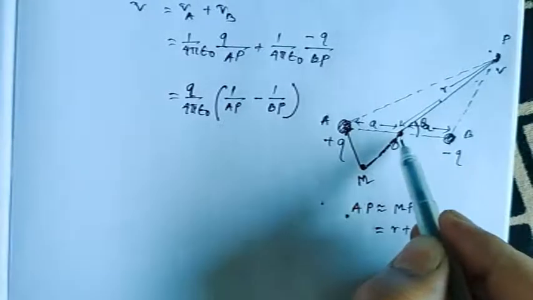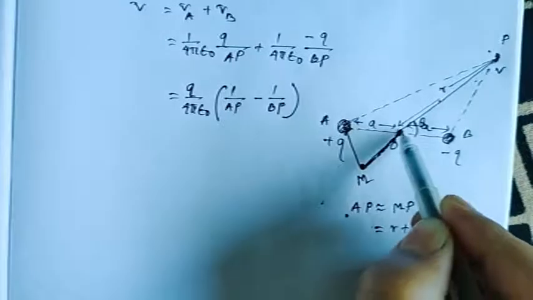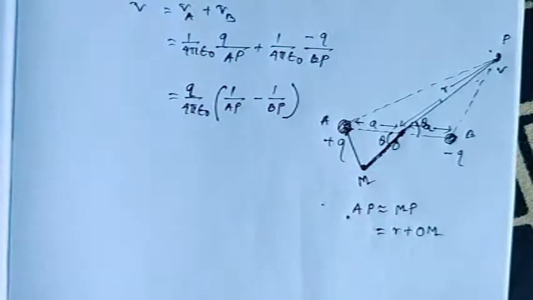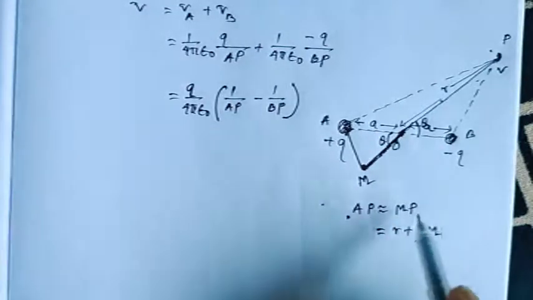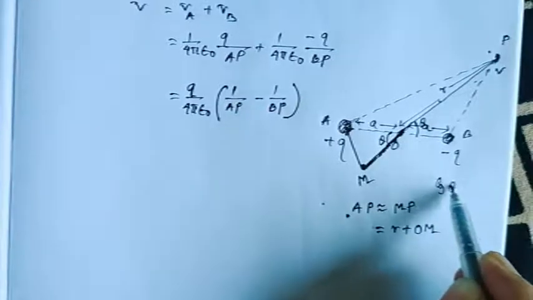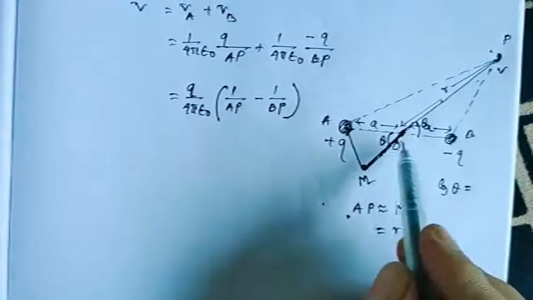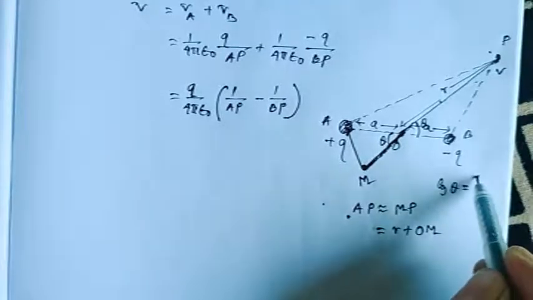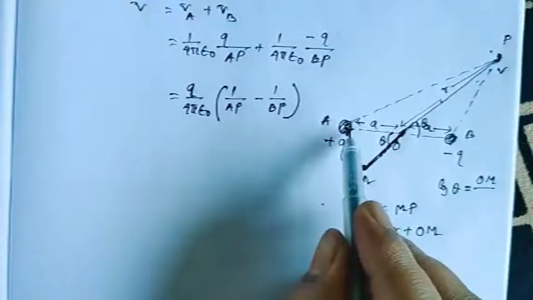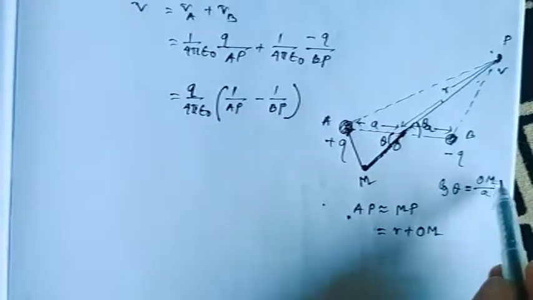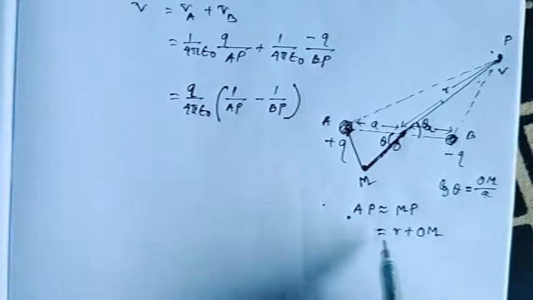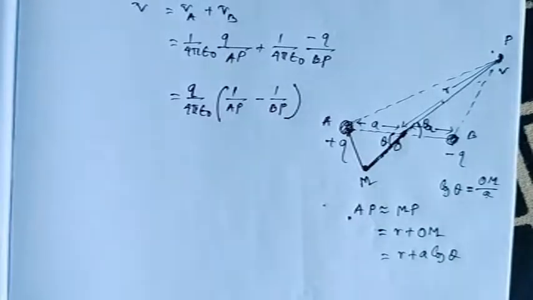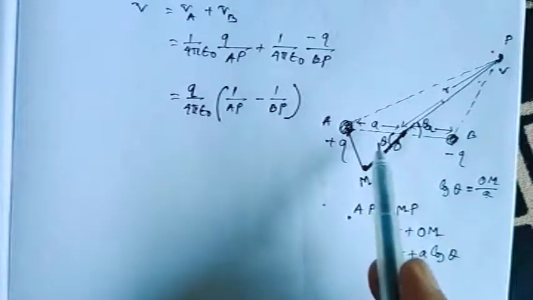Look at this. If this is theta, then this one is also theta. Now cos theta equals base by hypotenuse. Now what about this base? The base is nothing but this one, OM, and the hypotenuse is nothing but this A. Therefore OM equals A cos theta. Therefore PM we can write as R plus A cos theta.